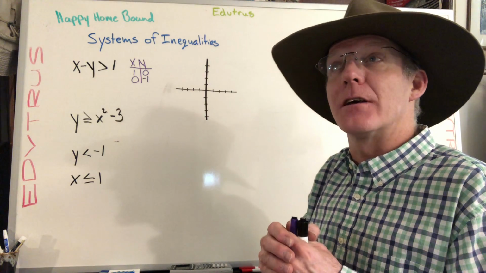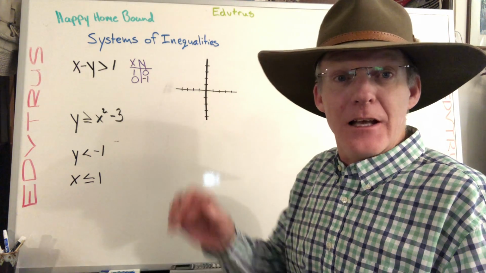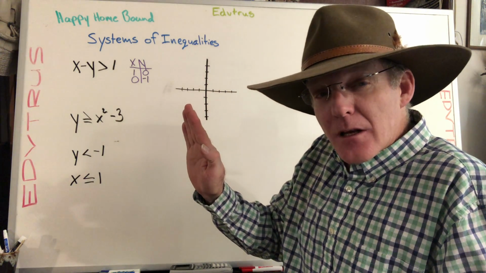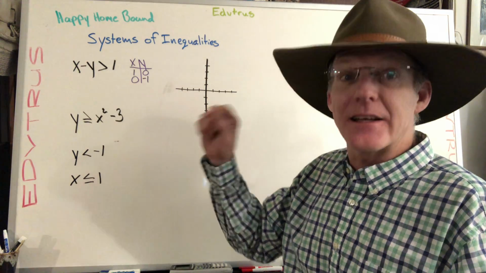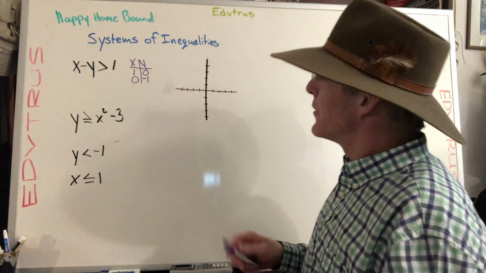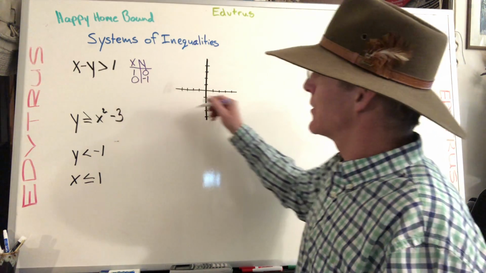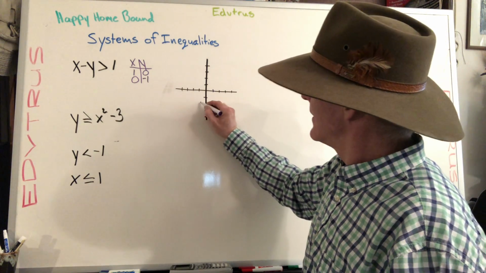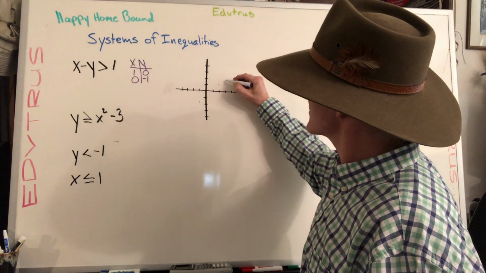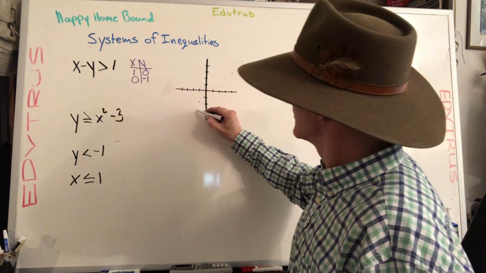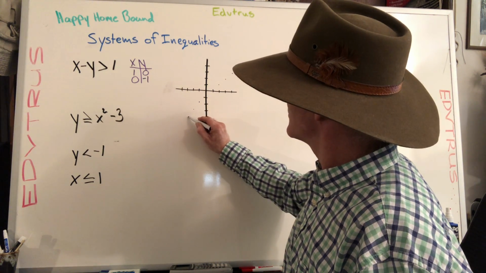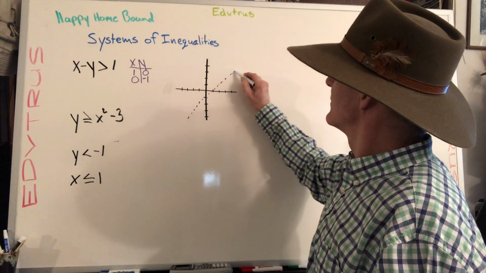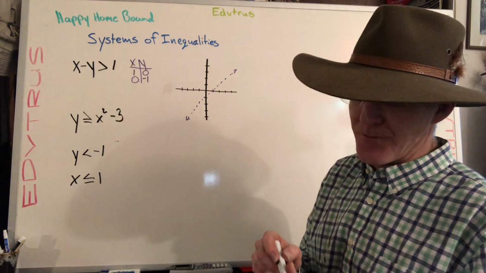A dashed line means it's right up to it, but not quite there. It's kind of like when we graphed inequalities on a number line, and we used an open or solid dot. When we had the open dot, that meant it was right up to the point, but not including the point. The solid dot meant it included the point. So we go ahead and plot these points. X is 1, y is 0, right there. X is 0, y is negative 1, right there. We're going to put in a couple more points. Right about there, right? And dashed line. That's going to go forever in both directions.